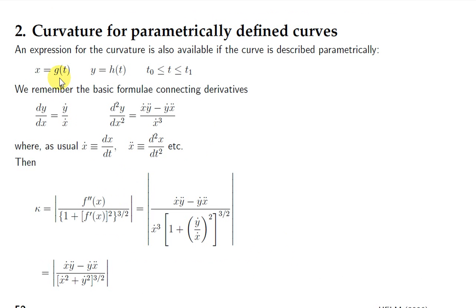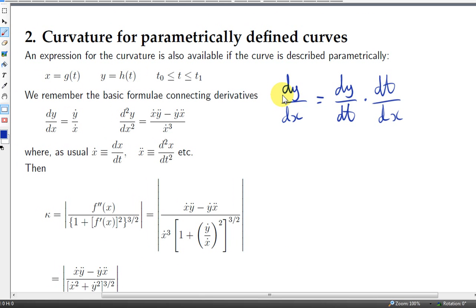Now let's look at the curvature for parametrically defined curves. So a point on the curve is given in terms of the parameter t. So x is given as a function of t and y is given as a function of t. Now for the formula we need f prime of x, or dy dx. So we need, that's using this Cartesian form here. So we can get dy dx from dy dt and dt dx by multiplying these two derivatives together. You can see the dt's go out, so they behave like that.